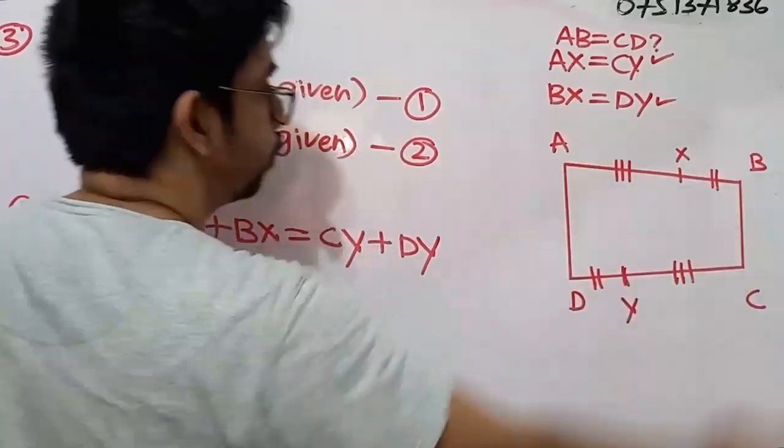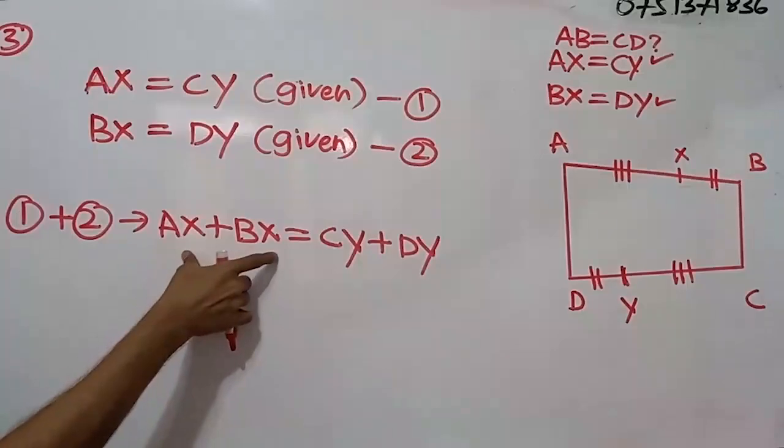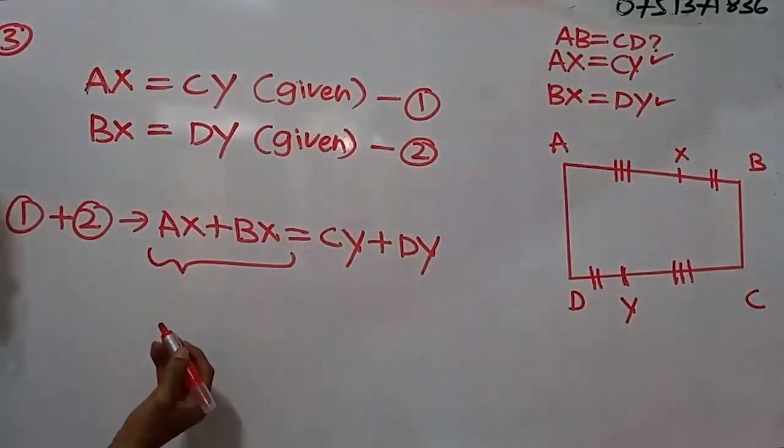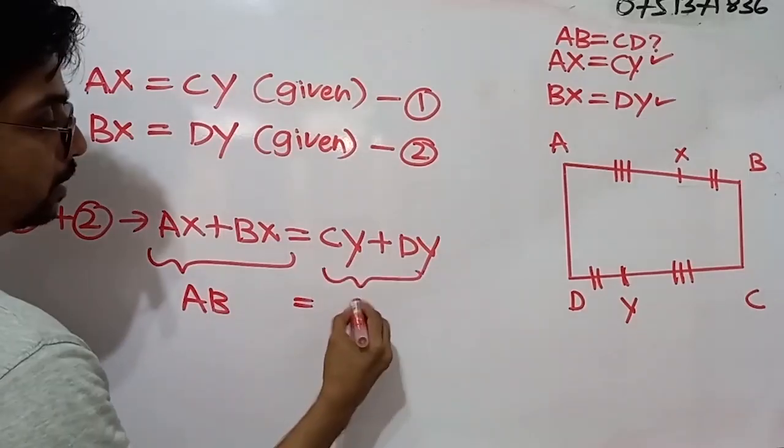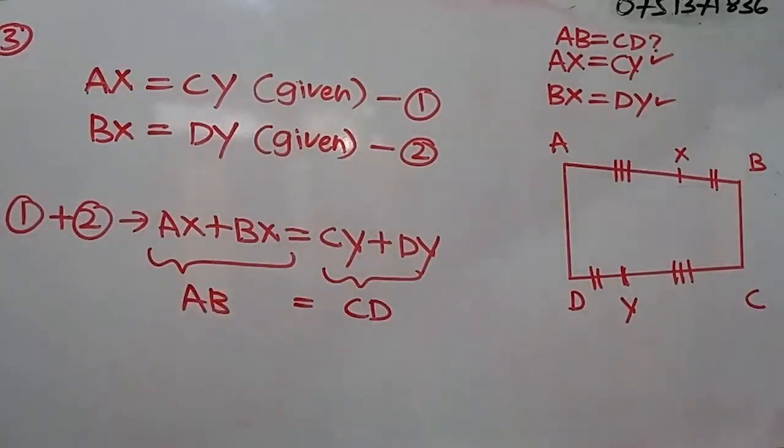XB and BX both are the same thing. AX plus BX, that is what? If you consider this, that is AB. In the same manner, CY plus DY, what is that? That is CD. So AB is equal to CD.